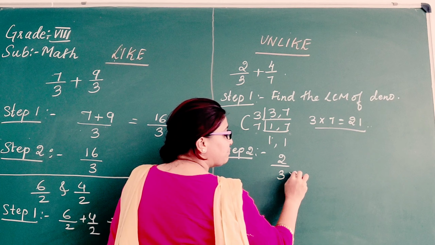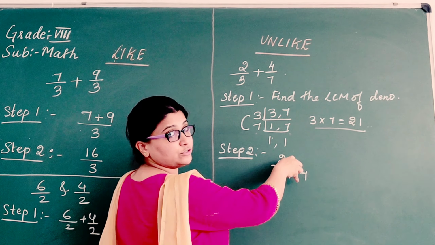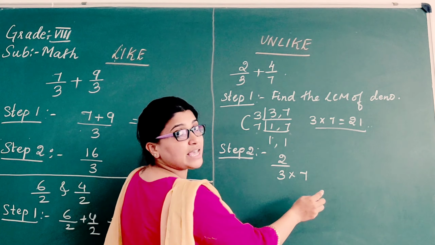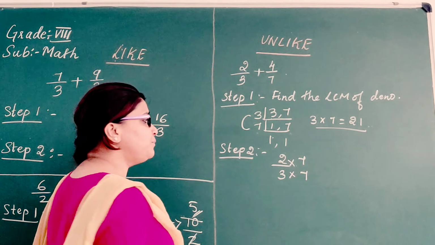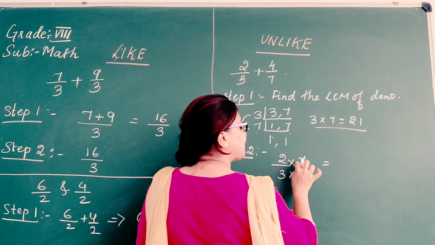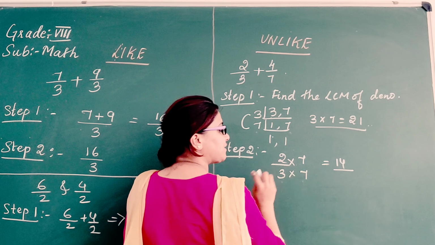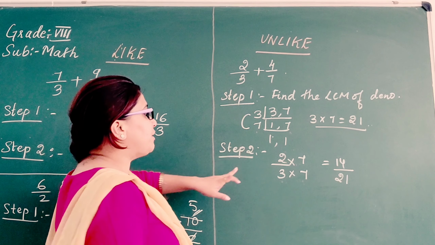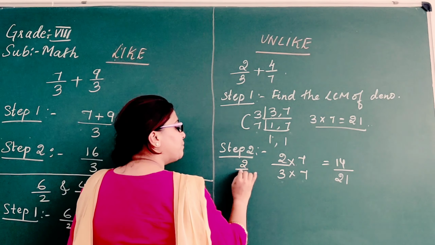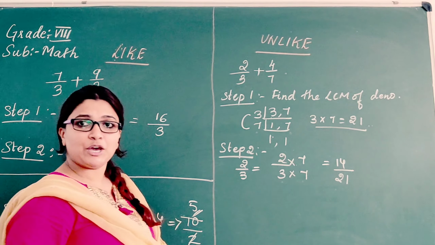If I multiply the denominator 3 by 7, my numerator also I have to multiply by the same number. So 2 into 7. Clear? So this is 7 twos are 14 divided by 3 sevens are 21. Yes, for the first fraction. So my 2 by 3 became 14 by 21.